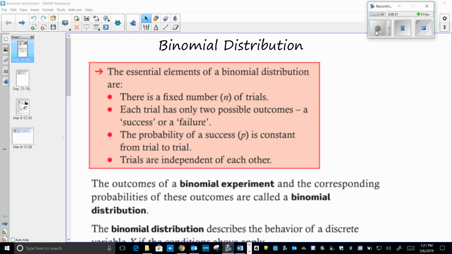The probability of success is going to be constant. So they will tell you that something is constant from trial to trial. And the trials are independent of each other. So if they do something successfully one time, it doesn't affect any subsequent event. It doesn't matter if they win or lose for the next time.